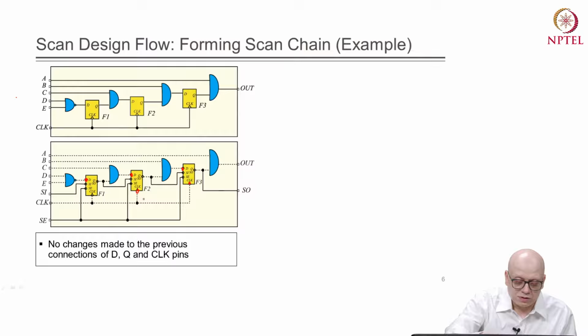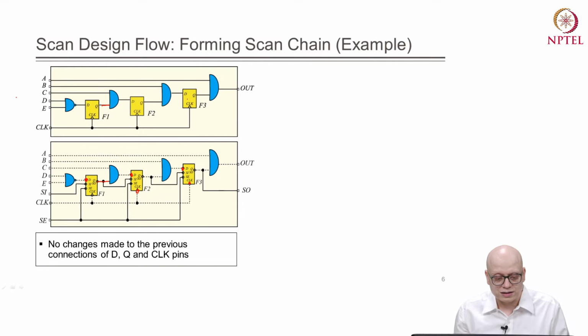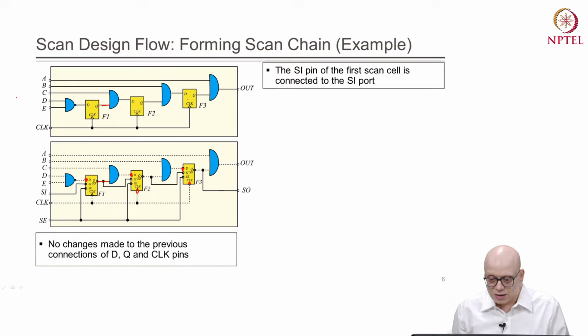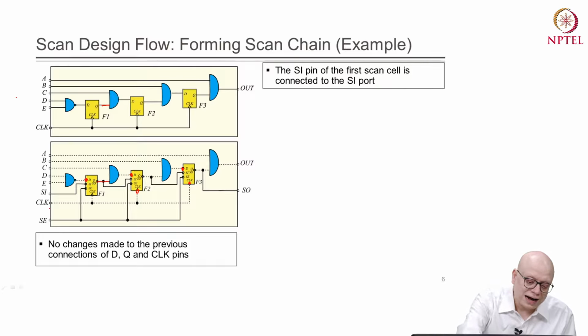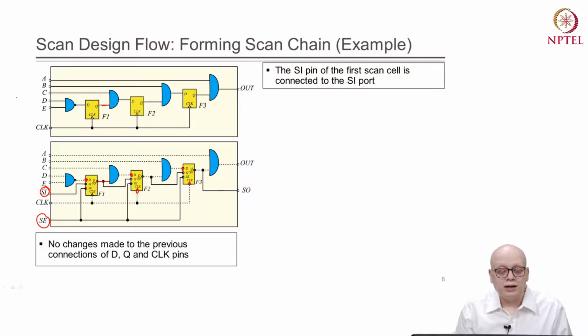However, for the Q pin also the original connections are preserved, right, but some extra connections are made. What are those extra connections? We will just see. Now, the SI pin of the first scan cell is connected to the SI port. We have also added extra ports SI and SE. SI is scan input and SE is scan enable, right.